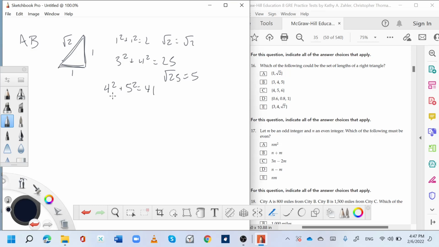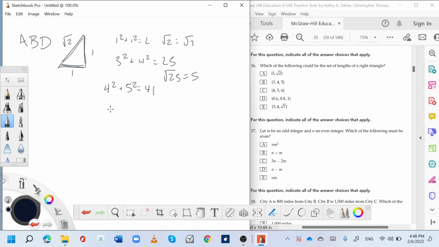0.6, 0.8, and 1, this looks like a 3, 4, 5 to me. It's just a scale of 3, 4, 5. 0.6 squared is 0.36, and 0.8 squared is 0.64. 1 squared is 1, so that figures out.